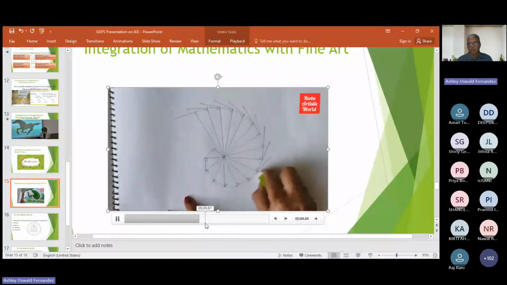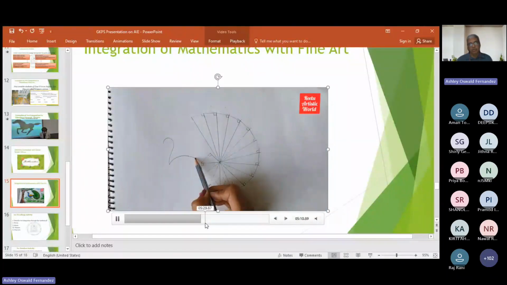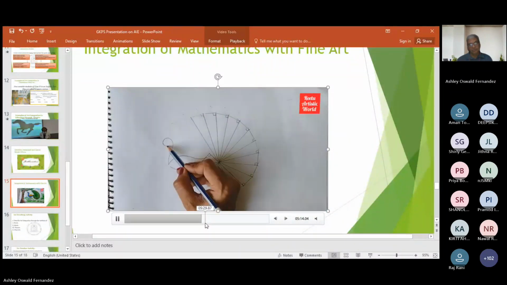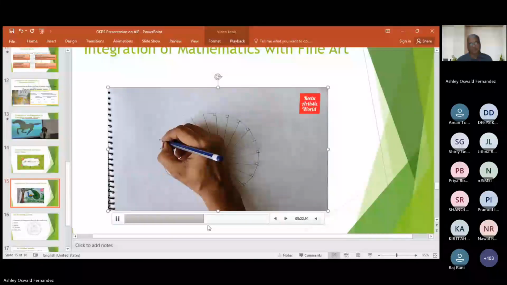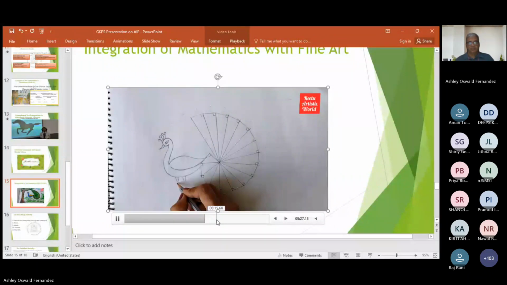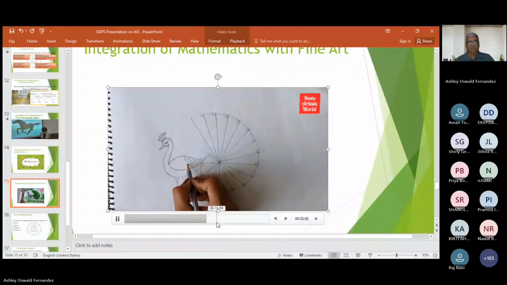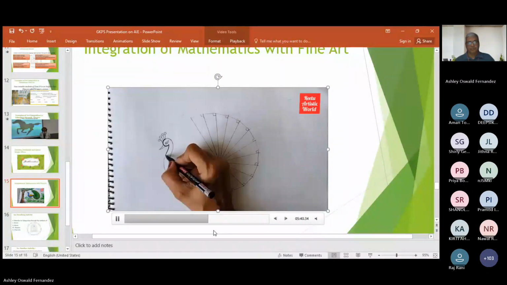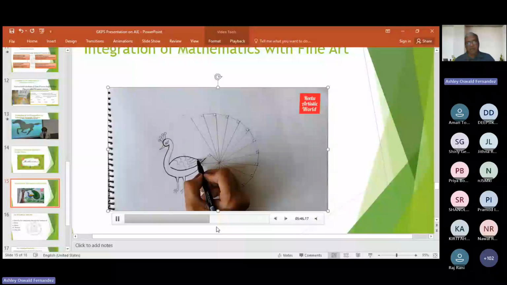All the extra lines rubbed out. I'm sure our teachers would identify this very well. Now see, that's the beauty of it all. Do you see what's drawn over here now?